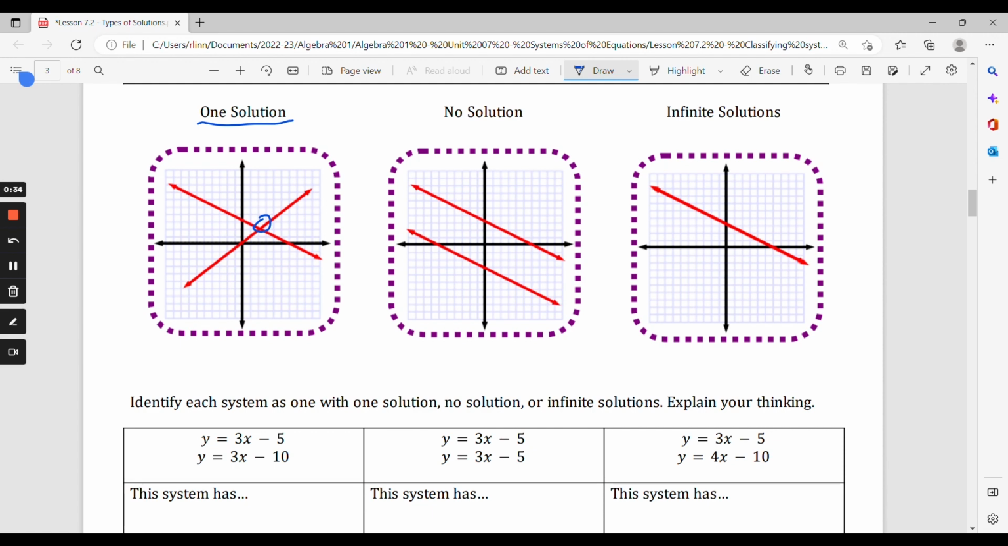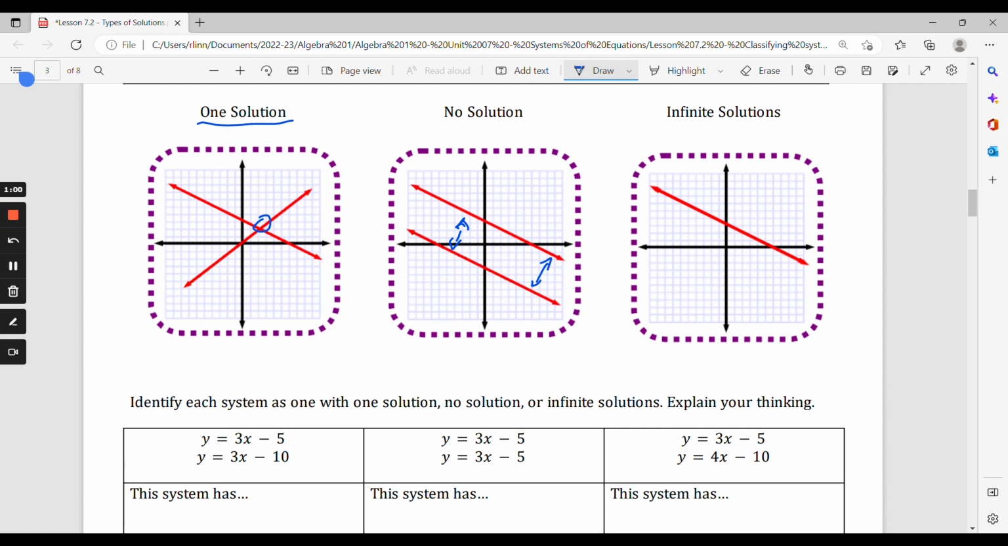Now, if I look at the second one, I see that this one is labeled as no solution. And that makes sense to me because I see parallel lines. And I remember that parallel lines are going to stay the same distance from each other at every point. So they're never going to get close enough to touch, which means that there is no solution. There's no point where those lines share the same coordinates. They're never going to cross over.